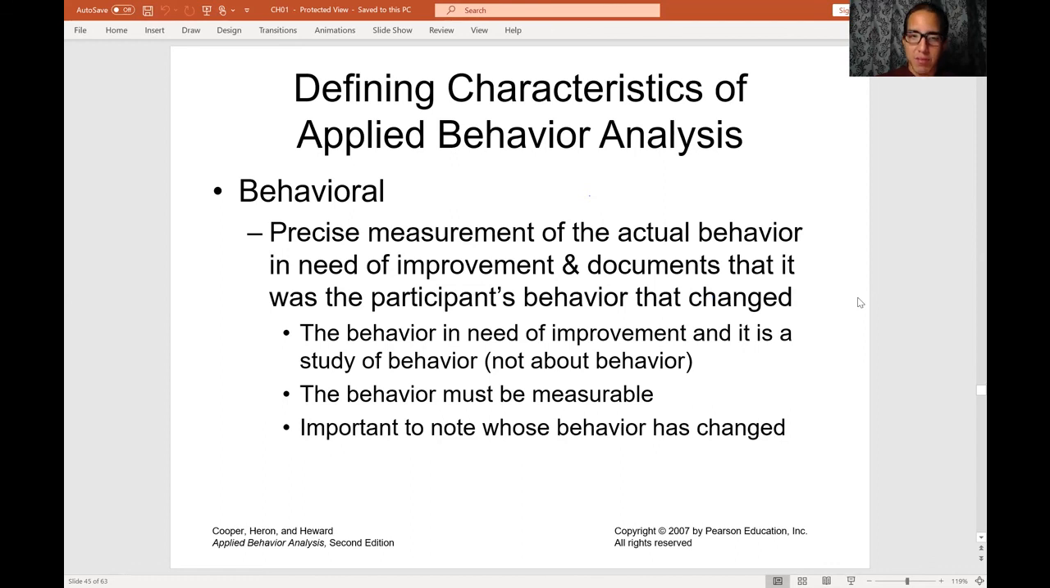The characteristic of behavioral means that it uses precise measurement of the actual behavior in need of improvement and documents that it was the participant's behavior that changed. The behavior in need of improvement, and it is the study of behavior, not about behavior. The behavior must be measurable. Important to note whose behavior has changed, right?